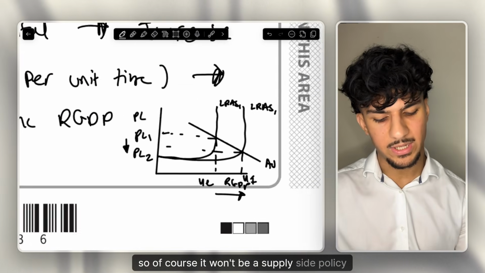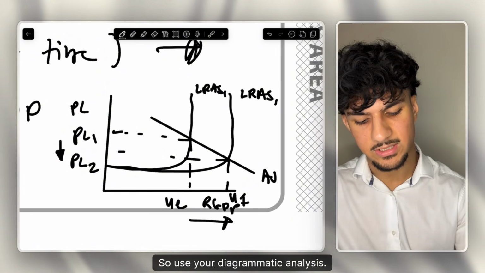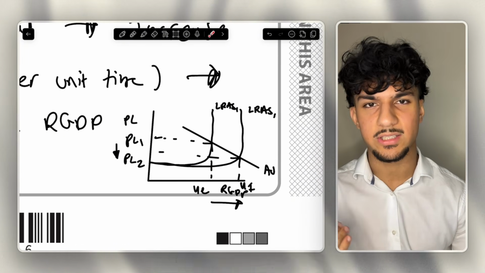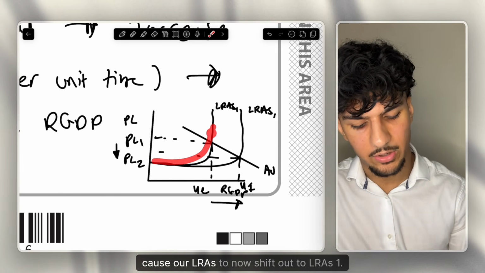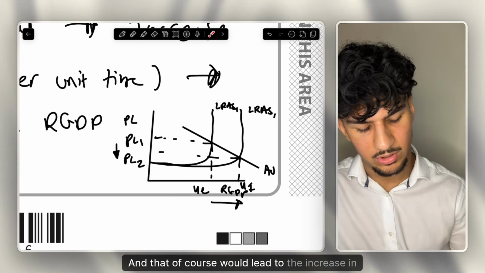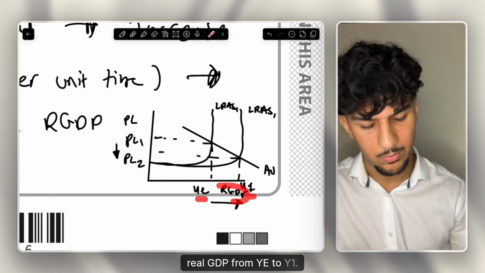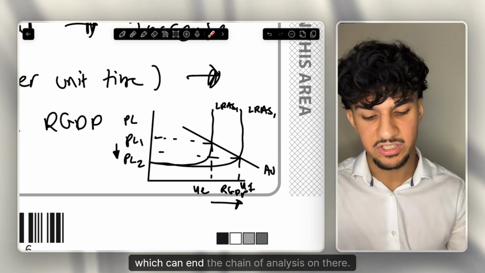So the increase in productivity, the increased skills in the workforce, would cause that LRAS to shift out. Of course, it won't be a supply side policy question if you did not include a diagram, so use your diagrammatic analysis. So this increase in labour productivity, this increase in human capital, would cause our LRAS to shift out to LRAS1, and that would lead to the increase in real GDP from YE to Y1. And what is an increase in real GDP also called? That is economic growth, which you can end your chain of analysis on there.